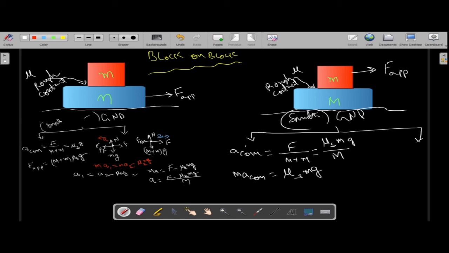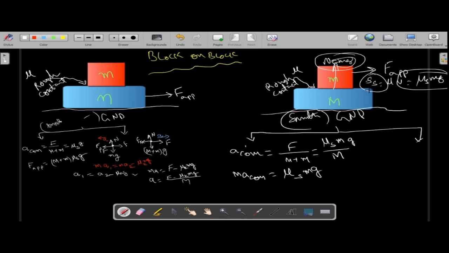And similar to the previous case, the bottom block experiences a pseudo force. The pseudo force is nothing but mass into combined acceleration, which is given by the static friction between them. What is the magnitude of the static friction between the two blocks? Fs is equal to mu into normal reaction. Here, what is the normal reaction? N is equal to small mg. Therefore, mu s into small mg is the friction force.